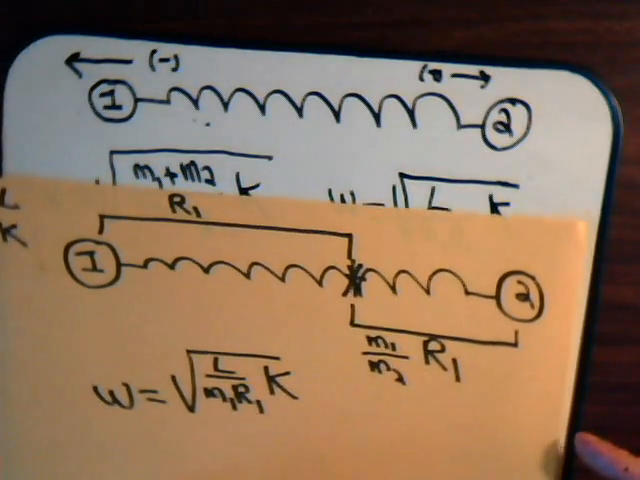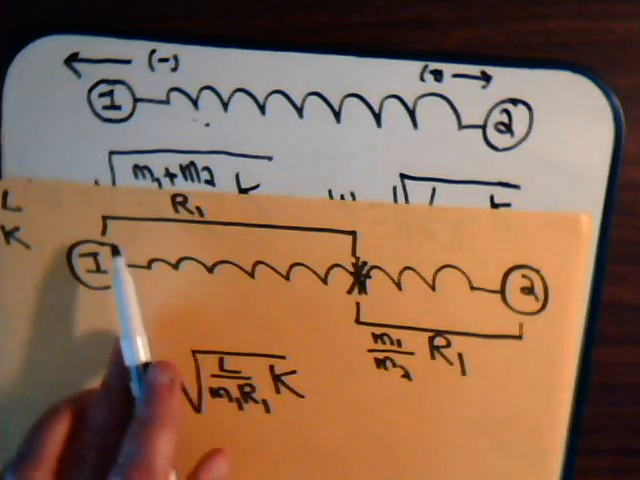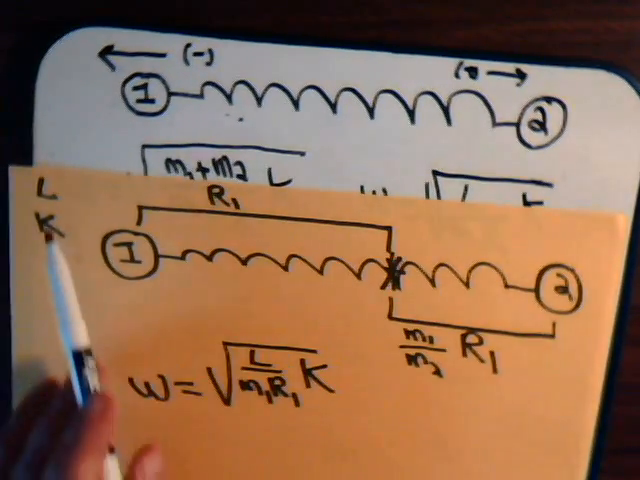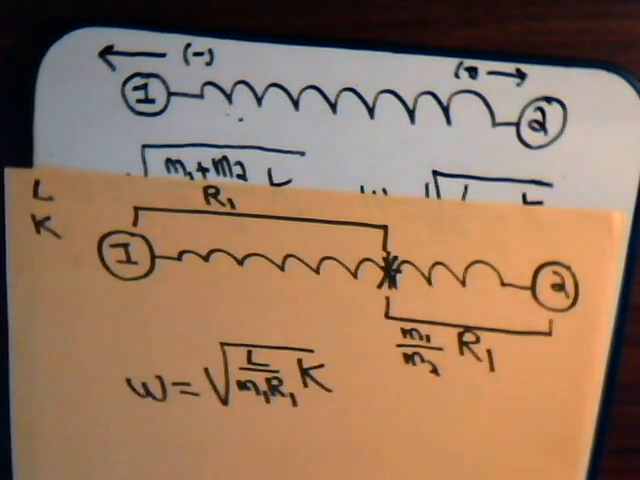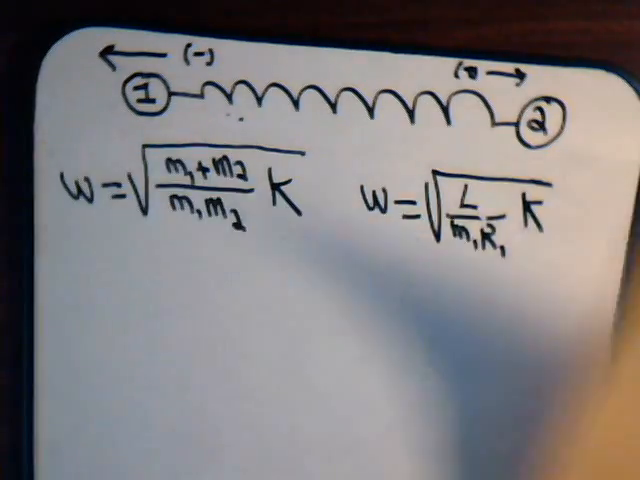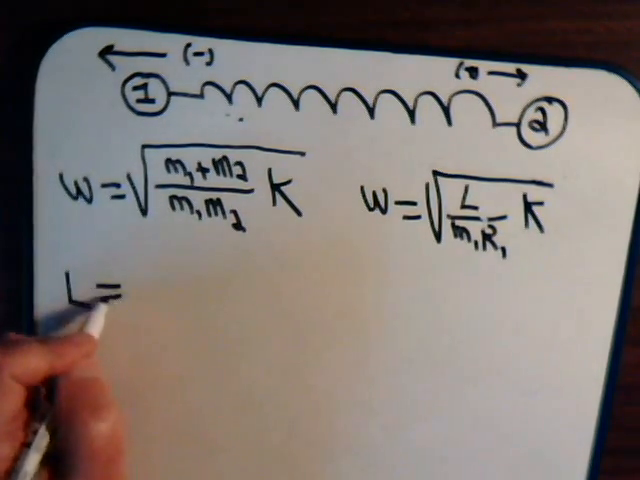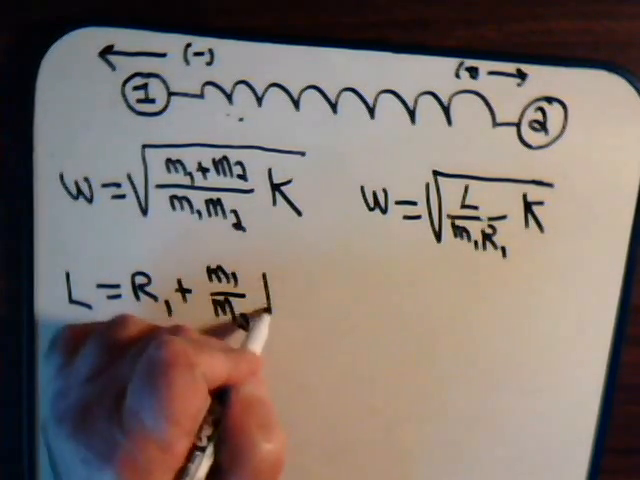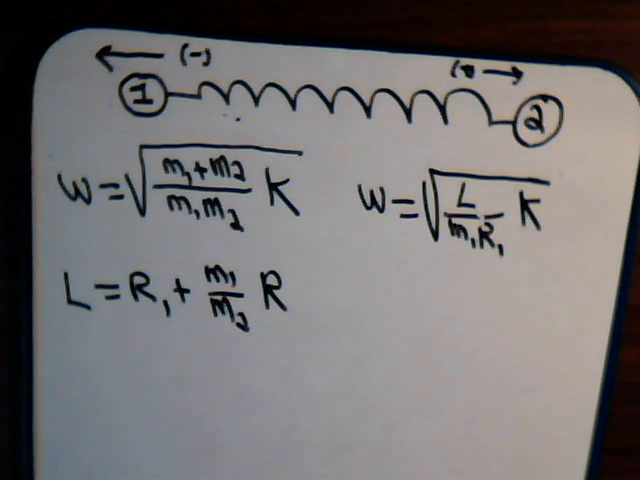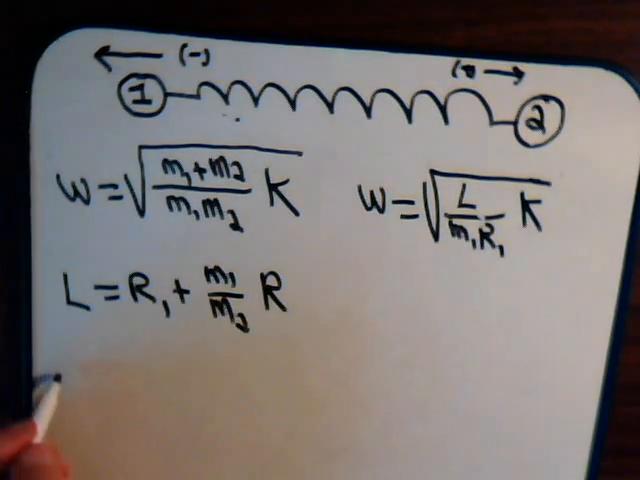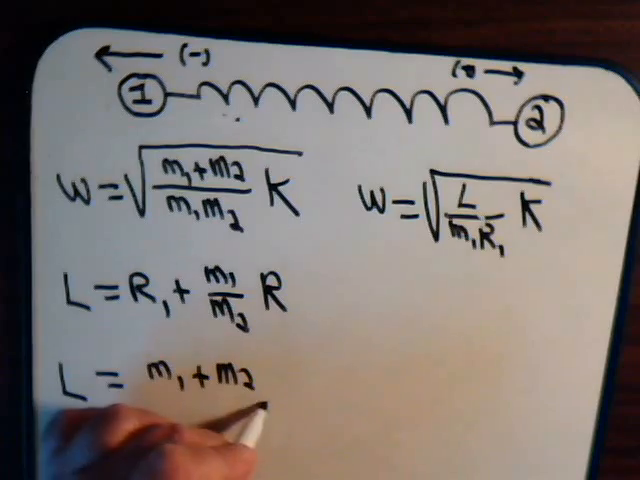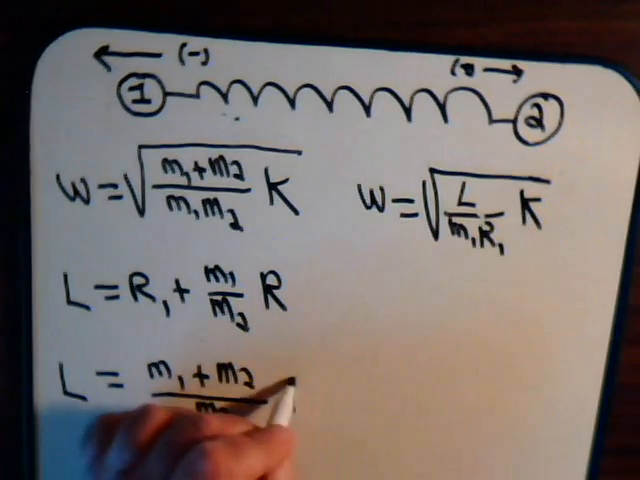Now, in the last video, we had it like this, so that r1 plus m1 over m2 times r1, that equals L, the total length of the spring. So let's write that out. We have L equals r1 plus m1 over m2 times r1, or with just very simple manipulation, we can see that L equals m1 plus m2 divided by m2 times r1.